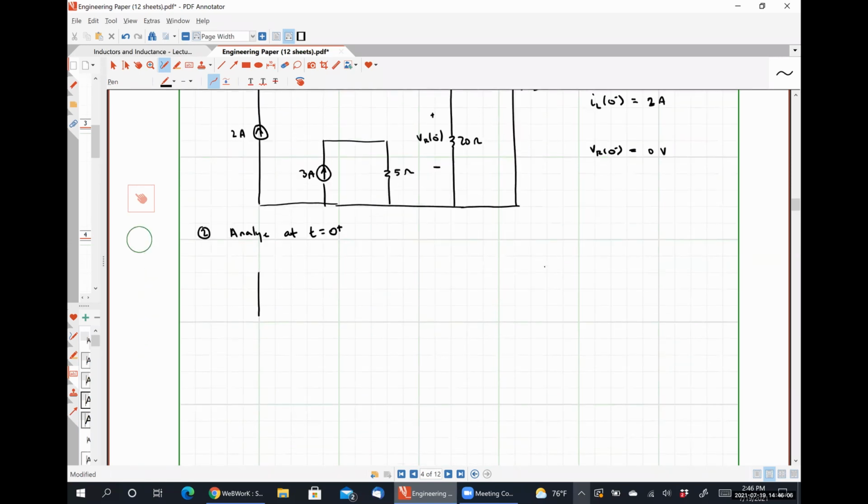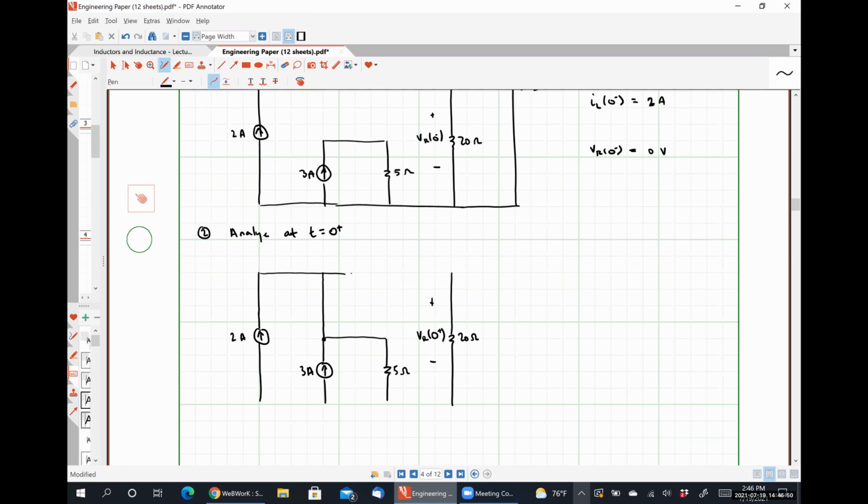So at t equals 0 plus, our switch is going to close. Our 2 amp source is still our 2 amp source, but now we have a short circuit which connects our 3 amp source and our 5 ohm resistor to the circuit. Here is our 20 ohm resistor. Here is our voltage VR at 0 plus.